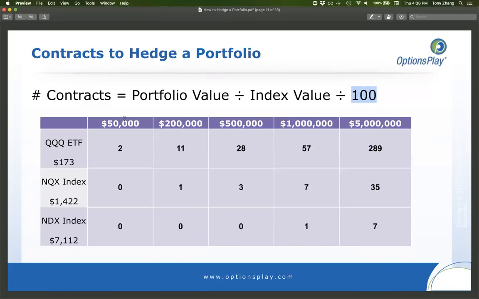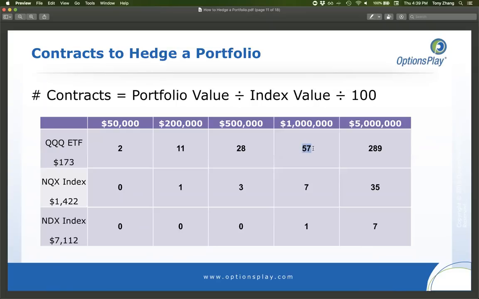So if you have a $50,000 portfolio, and you were trading the QQQ ETF, which is trading at around 173, you need about 2 contracts to do it. A $200,000 portfolio, 11. $500,000 portfolio, 28, 57, and 289 for these $1 million and $5 million portfolios. So I have a fairly wide range of portfolio values up here. And as you can see, as you get higher and higher, you start to trade a significant amount of the ETFs. At $1 million, you're trading 57 contracts. That's a lot of contracts to be trading.